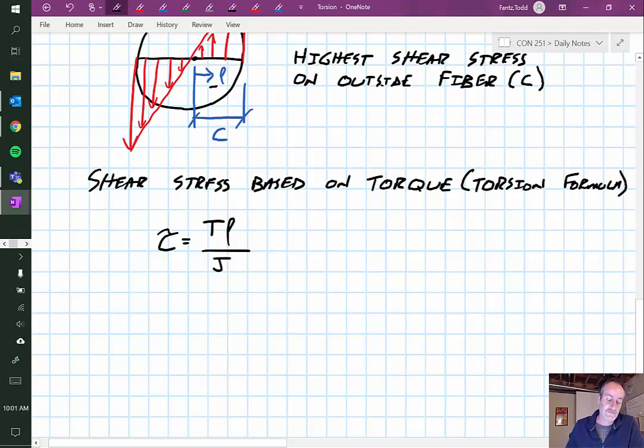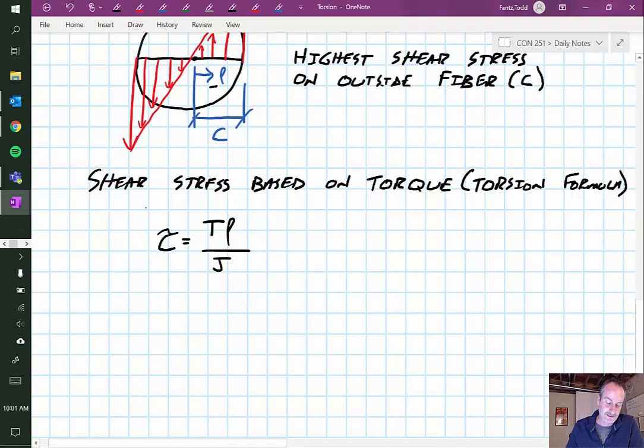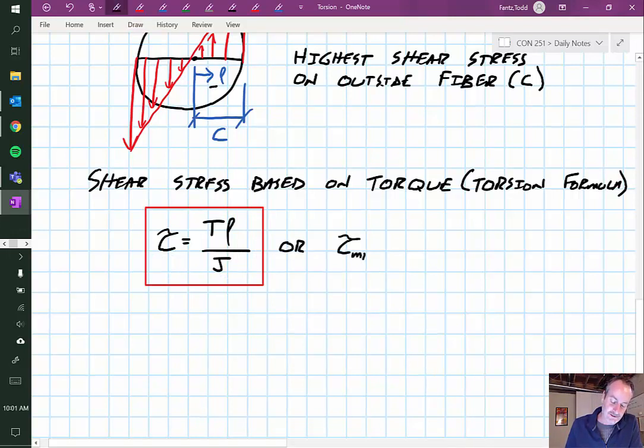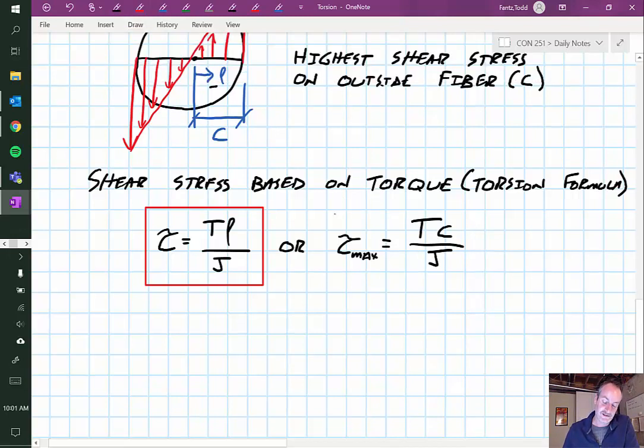J is called the polar moment of inertia, and I'll define that in a little bit. Don't let it freak you out, it's actually a pretty easy concept. So in general, that's our general formula. Now I can also say that the maximum shear stress, which is what we're almost always concerned with, will be equal to the torque times the furthest distance away, C, divided by J. So exact same equation, except I'm replacing the rho with a C because we're saying the shear stress on the outside fiber, which is C.